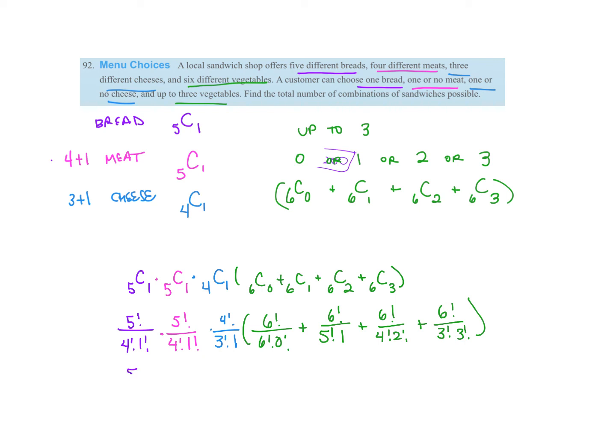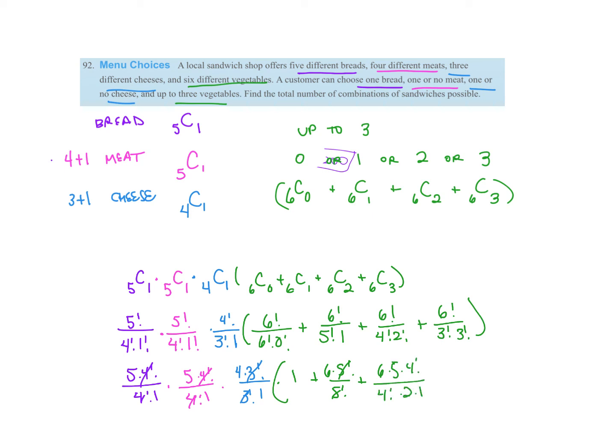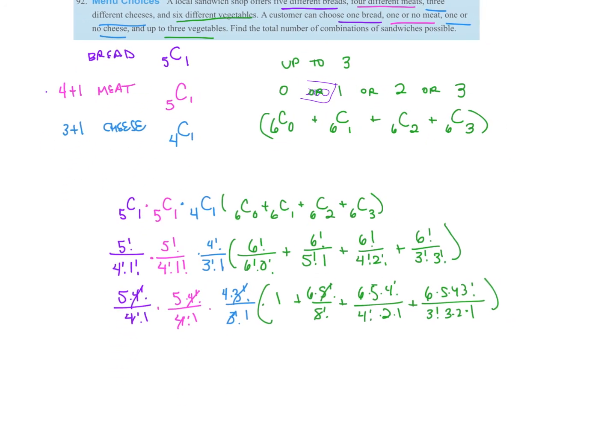So continuing to simplify, this is 5 times 4 times 4 times 3 factorial over 3 factorial times 1, that cancels. And then in here is going to be 1 plus 6 times 5 factorial over 5 factorial, plus 6, 5, 4 factorial over 4 factorial times 2 times 1, plus 6, 5, 4, 3 over 3, 3, 2, 1. And then we keep on simplifying.